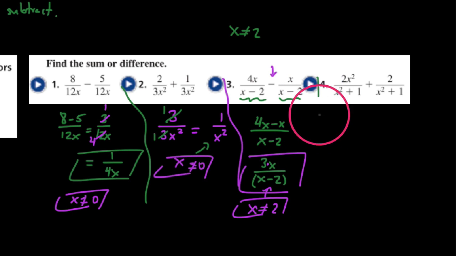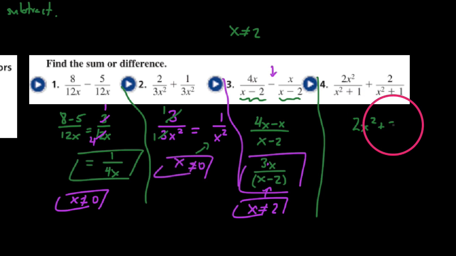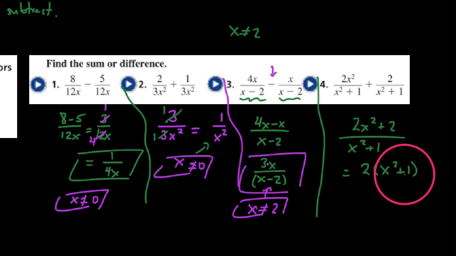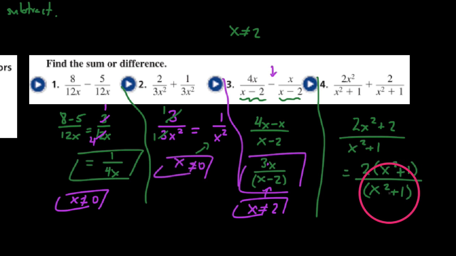So lastly here, we get 2x squared over x squared plus 1 plus 2 over x squared plus 1. We'll just add the numerators, 2x squared plus 2 over x squared plus 1. And one thing that we want to make sure we do here is simplify if at all possible. I noticed that on the top they have a common factor of 2. So if we rip that out, we get 2 times x squared plus 1 all over x squared plus 1. And the neat thing about this is we have a common factor on the top and bottom. So we just get left with 2.